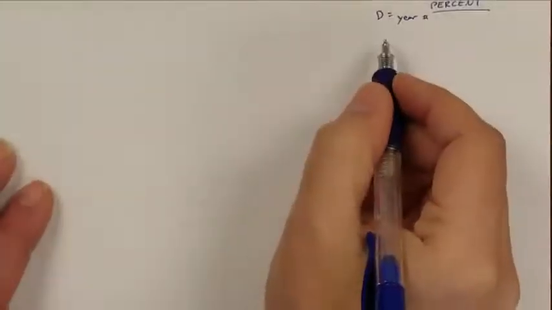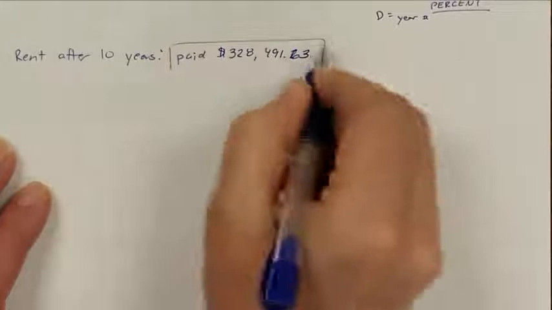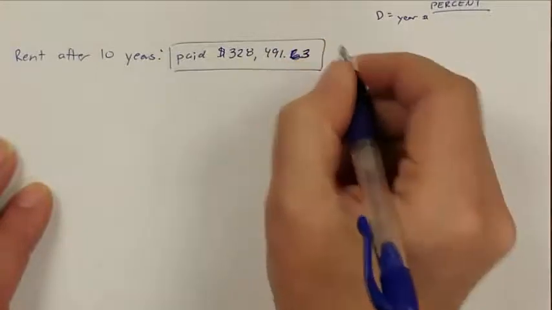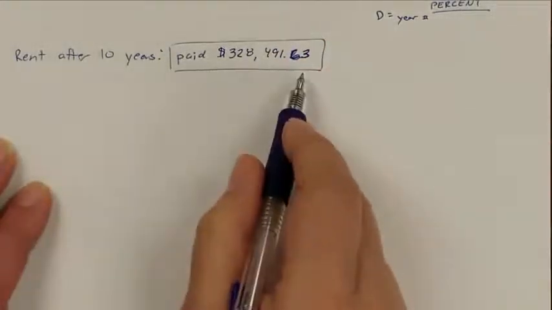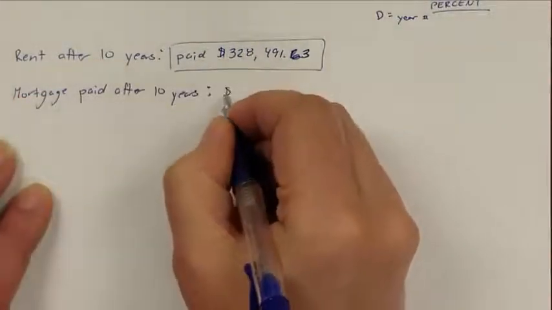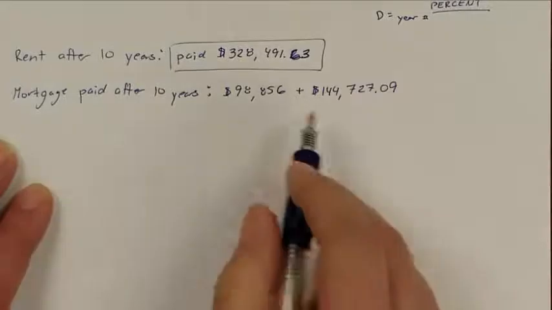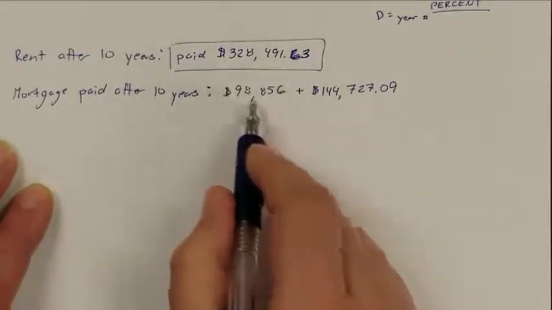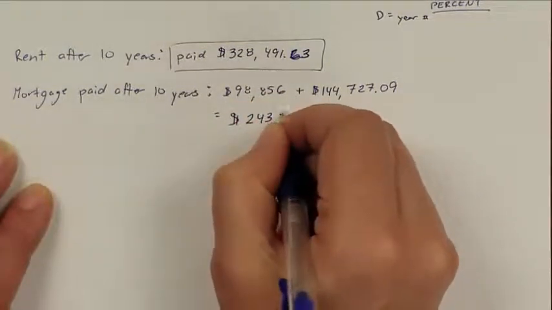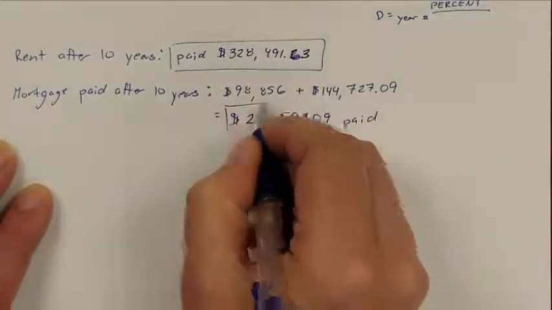So on our spreadsheet, we found a couple of different items. We observed that after 10 years, you ended up paying $328,491.63 in rent if you lived there for 10 full years as a renter. We noticed looking at your mortgage for 10 years, mortgage takes into account both the paid interest and the paid principal. This is how much money I handed to the bank over 10 years. 10 years worth of interest, 10 years worth of principal. In total, I handed the bank $243,583.09. This is how much I paid when I was owning the house.